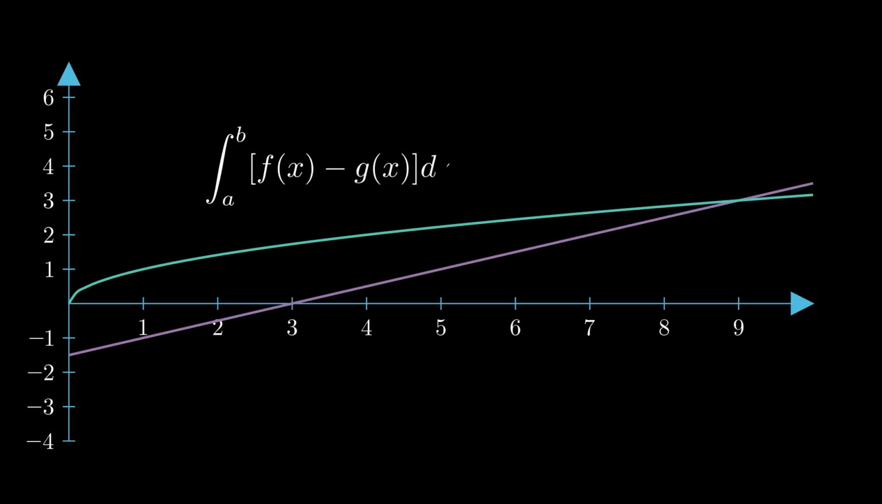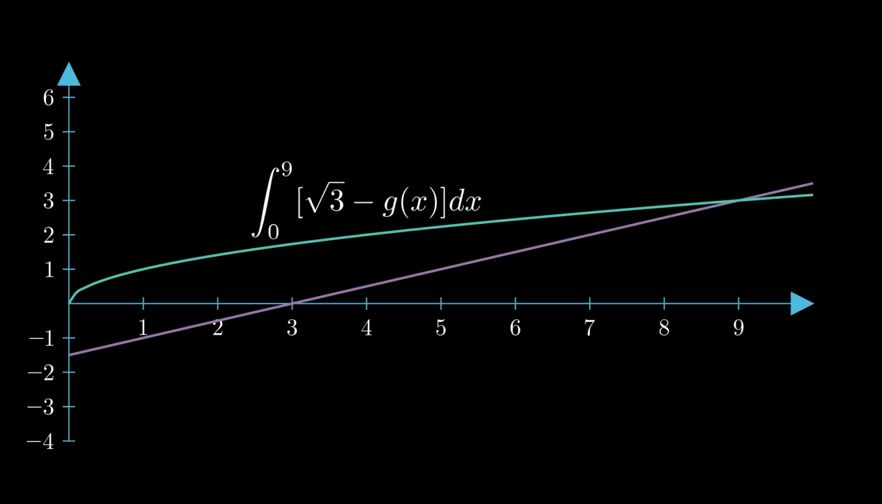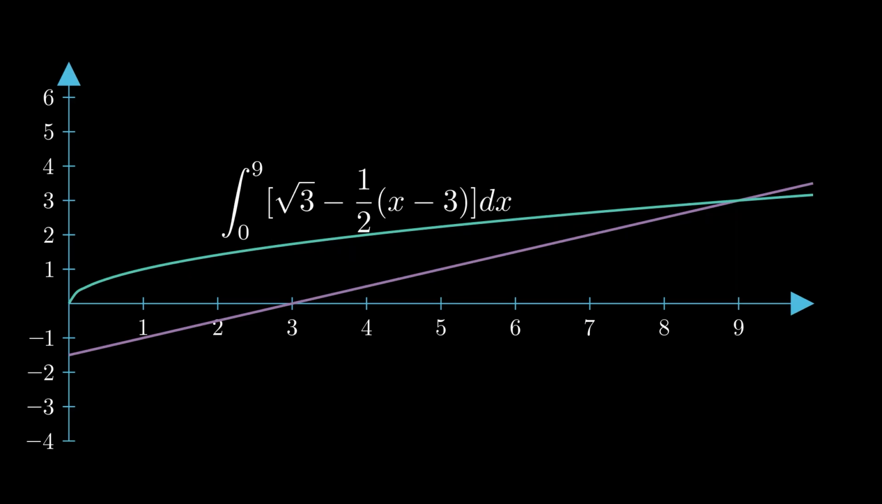Now let's put what we've learned to the test. I'm going to let a be 0 and b be 9. If you've been following along, you should already have the inside filled out. But just in case, you should have the square root of x minus 1/2 x minus 3.